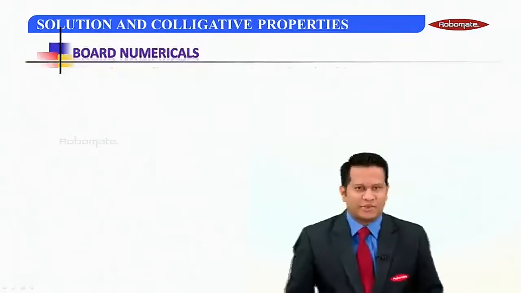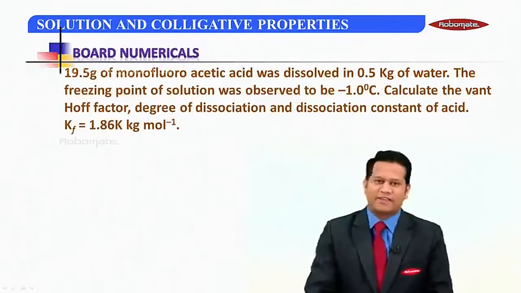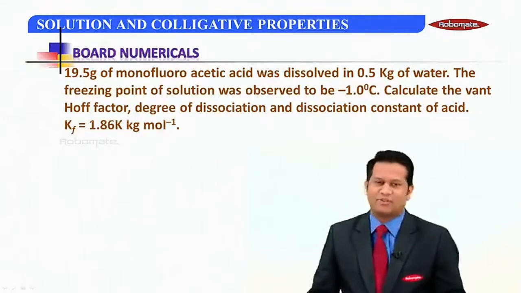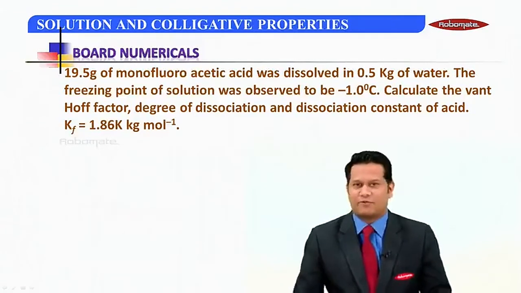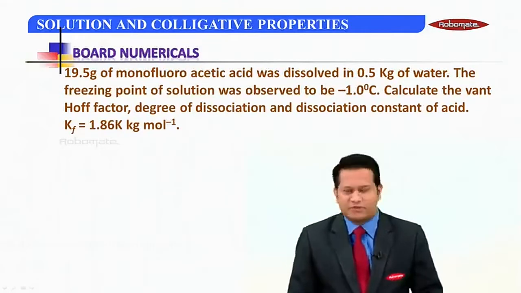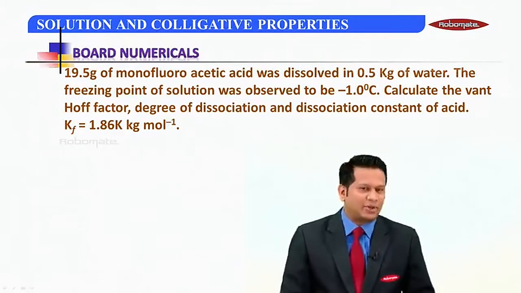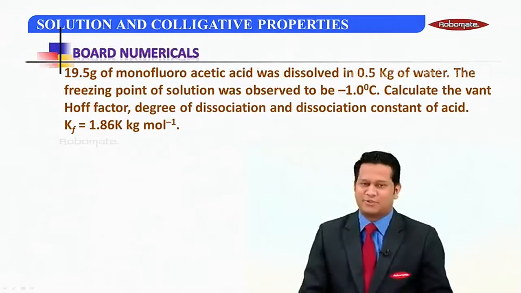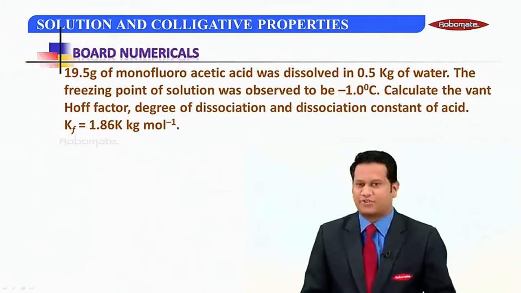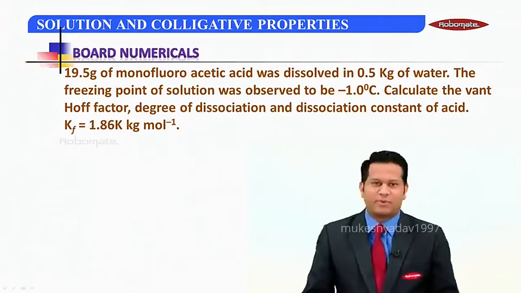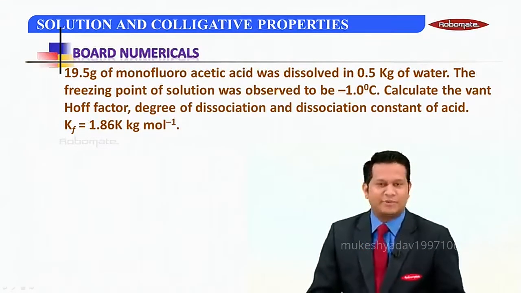Let's discuss the numericals on Van't Hoff factor i in this module of the chapter Solution and Colligative Property. The question is: 19.5 grams of monofluoroacetic acid was dissolved in 0.5 kg of water. The freezing point of the solution was observed to be -1 degree Celsius. Calculate the Van't Hoff factor, degree of dissociation and dissociation constant of acid. Kf is 1.86 K kg mol⁻¹.